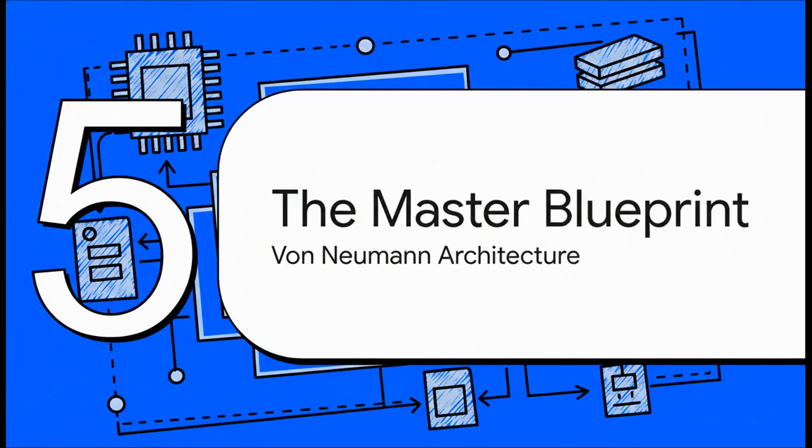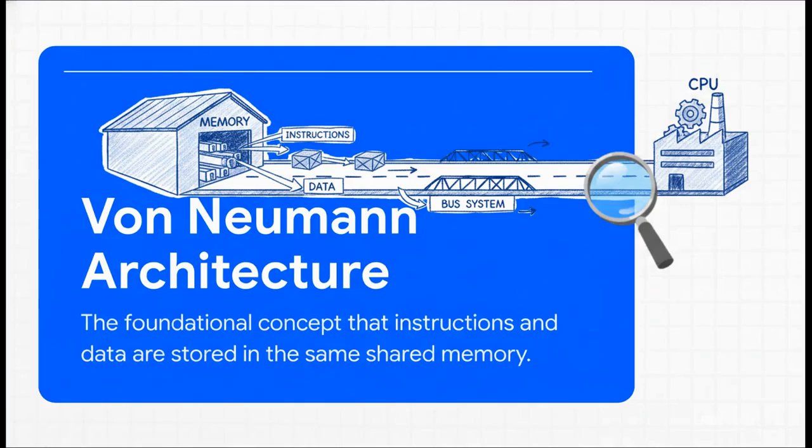We have finally made it to the last and maybe the most important part of our build. We need the master blueprint, the one design that defines the entire structure. For pretty much every modern computer, that blueprint is called the von Neumann architecture. The absolute genius of this architecture is its simplicity. It's all built on one core idea. Both the instructions, what to do, and the data, the stuff to do it with, are all stored together in the same memory, and they travel along the same shared highway, that bus system, to get to the CPU.